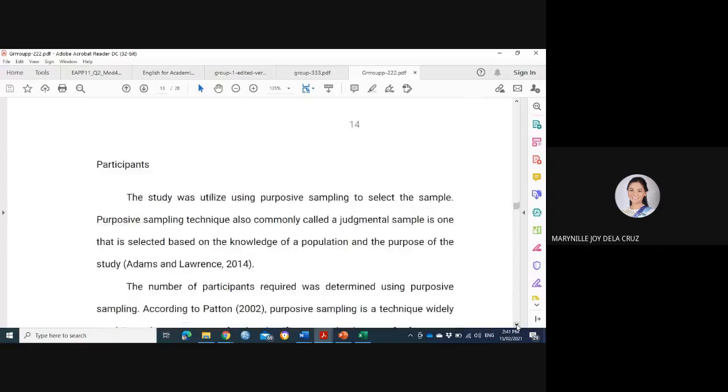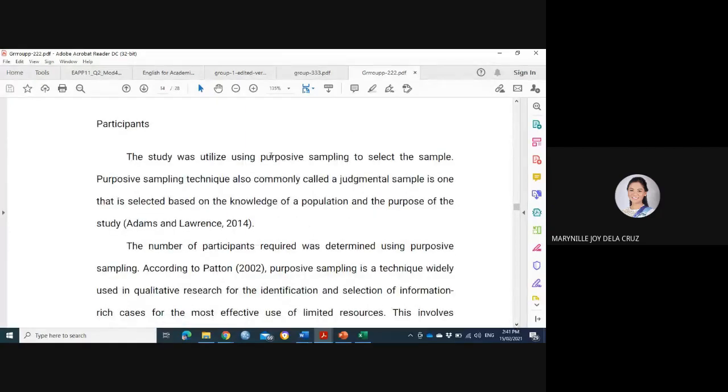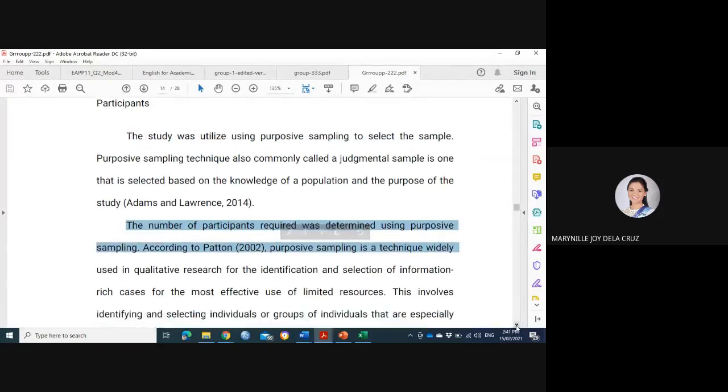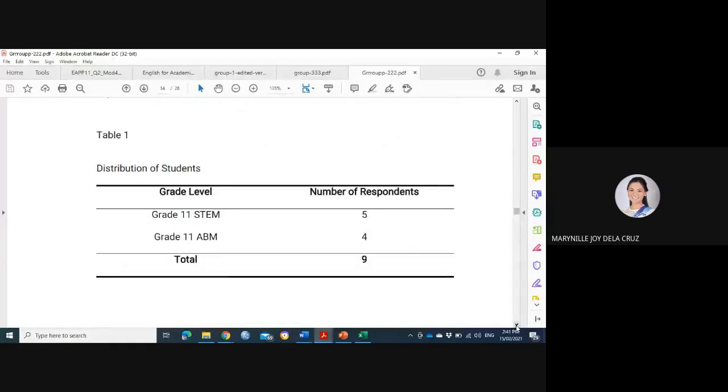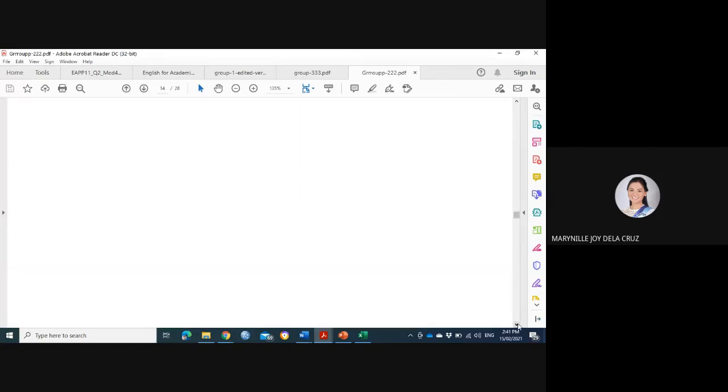Next is you describe it. Of course, like I said, purposive statement, number of sample, number of participants, okay, and where. So they were able to provide a table for it. They use all the STEMs and all the ABM, number of respondents, they interviewed in STEM, and they also interviewed in ABM, at least 10.